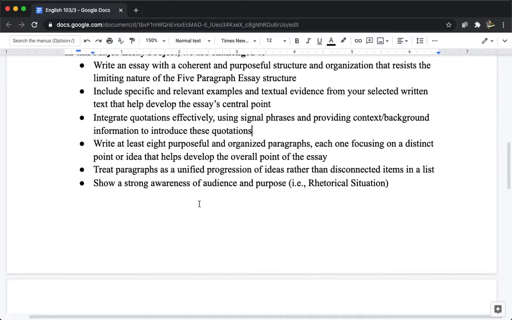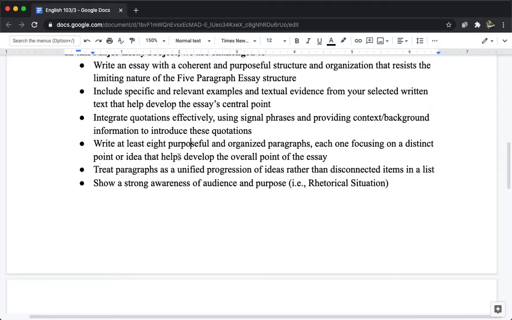We're challenged to write at least 8 purposeful and organized paragraphs, each one focusing on a distinct point or idea that helps develop the overall point of the essay. So again, the overall point of the essay is addressing that specific prompt in the first paragraph here. This key phrase, at least, means minimum. You need to have a minimum of 8 purposeful paragraphs, but of course you can write more. I encourage you to write more if you think that's appropriate for your analysis.